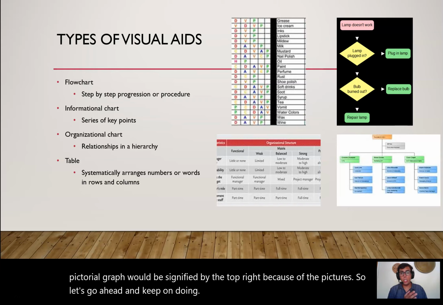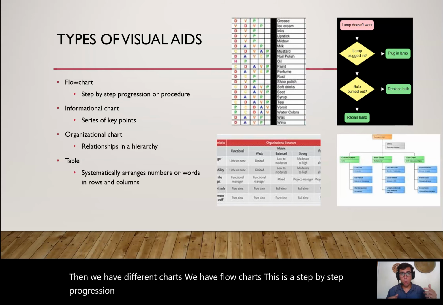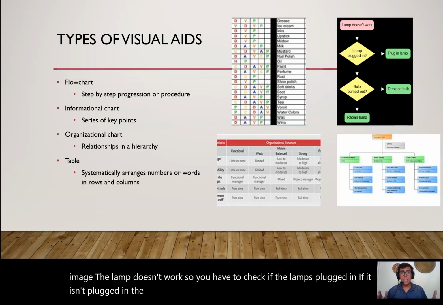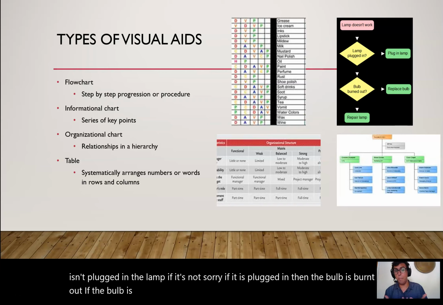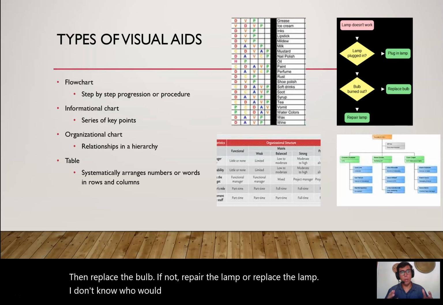Then we have different charts. We have flow charts. This is a step-by-step progression or procedure. So this would be represented through the top right image. The lamp doesn't work, so you have to check if the lamp's plugged in. If it isn't, plug in the lamp. If it is plugged in, then check whether the bulb is burnt out. If the bulb is burnt out, then replace the bulb. If not, repair the lamp or replace the lamp. I don't know who would repair a lamp, but I don't know.